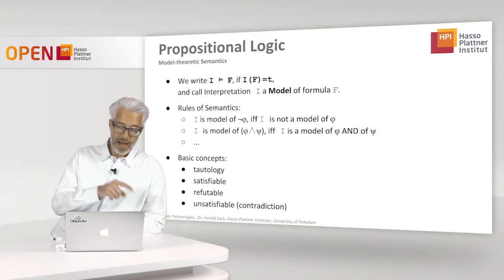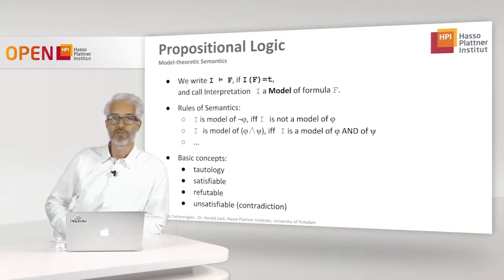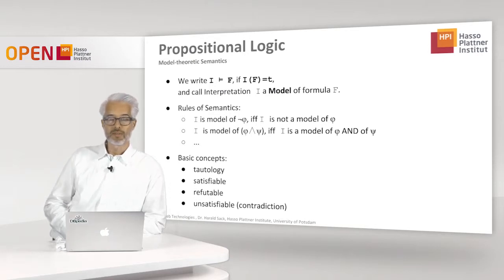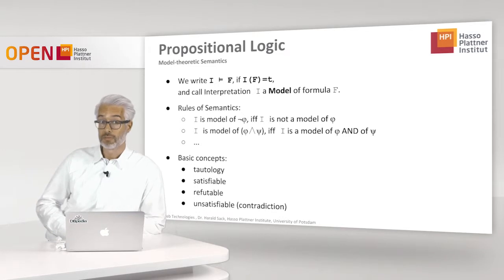Or I is a model of phi and psi if and only if I is a model of phi and I is a model of psi. And so you define the rules of the model theoretic semantics for the entire propositional logic if you simply go through all the logical connectives.